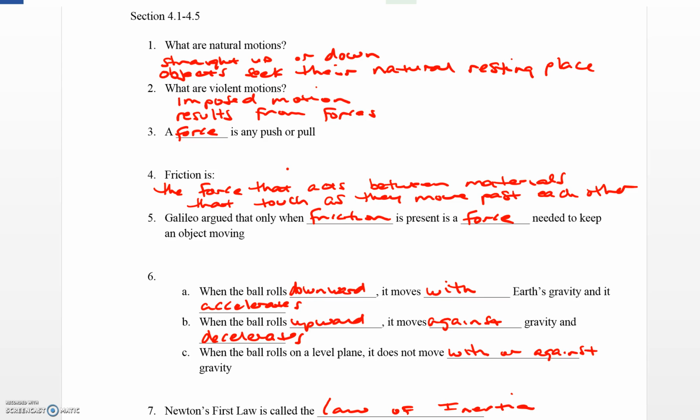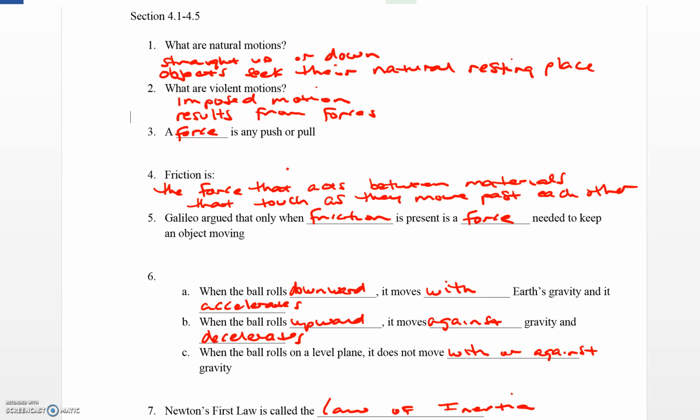Number 3 says a force is any push or pull. Number 4 says friction is, so we wanted to define friction. Friction is the force that acts between materials that touch as they move past each other.